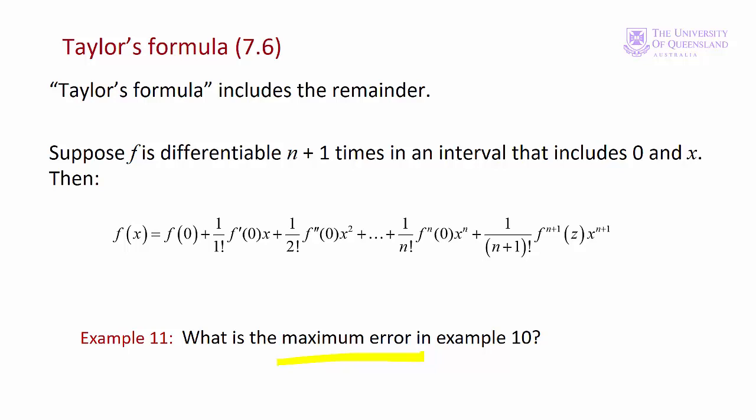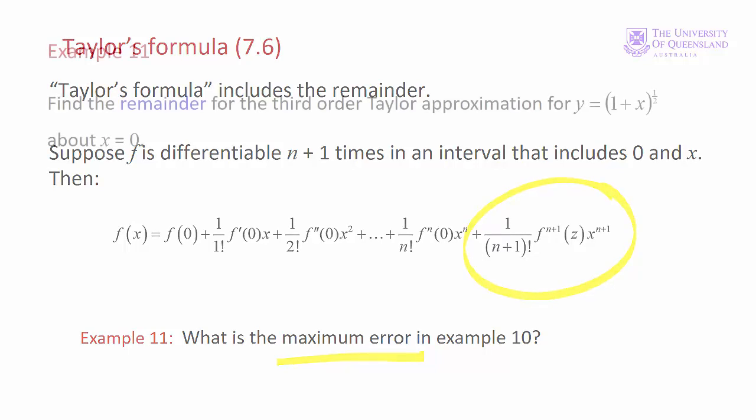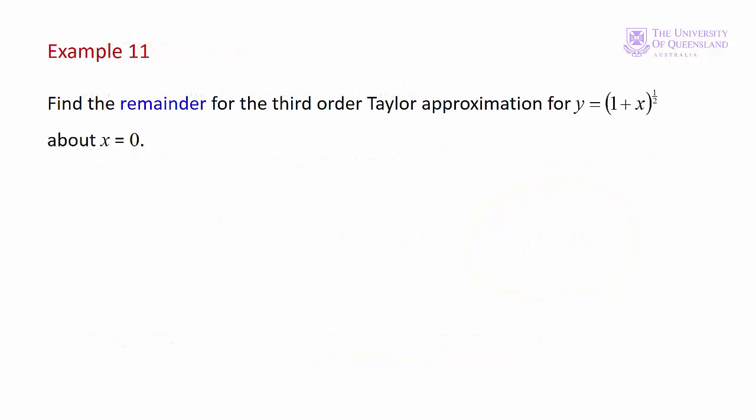How do we do that? We look at the remainder term and we find its maximum value. We want to find the remainder for the third order approximation for y equals the square root of 1 plus x around x equals 0, and then find the maximum value of that remainder, and that'll be the maximum error for our approximation. The general form of the remainder is this.